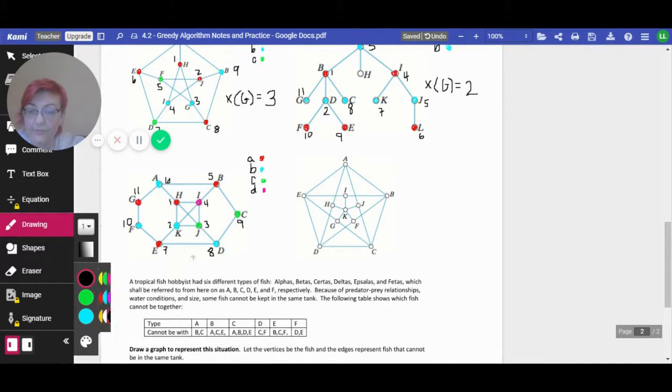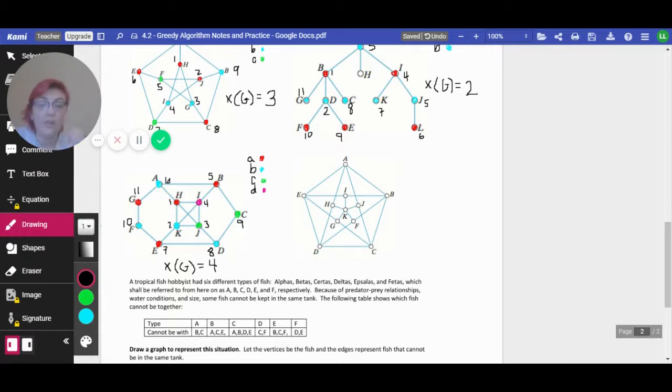So for this graph here, the chromatic number X of G is equal to 4. Let's do the next one. All right, looking for cliques.